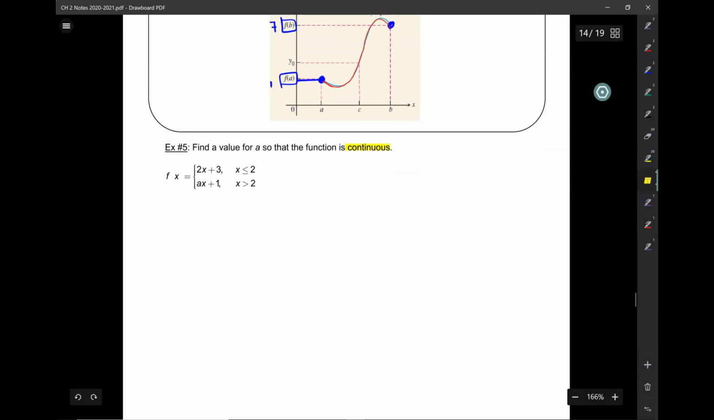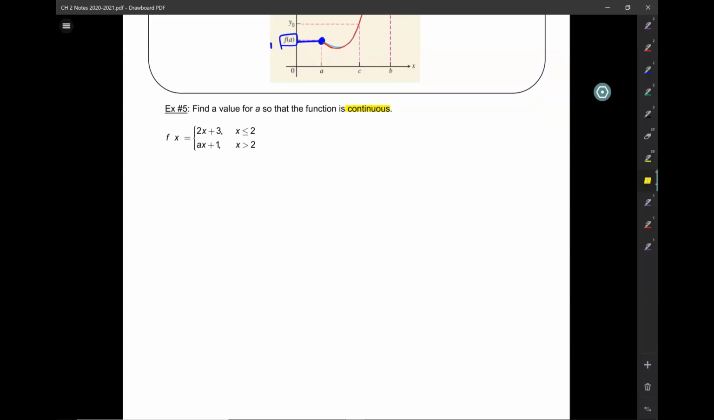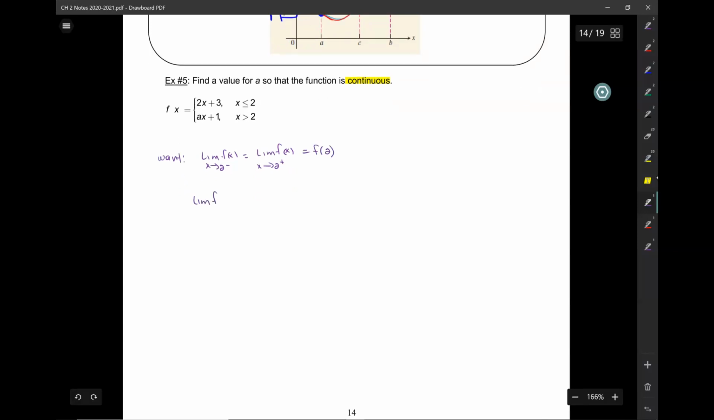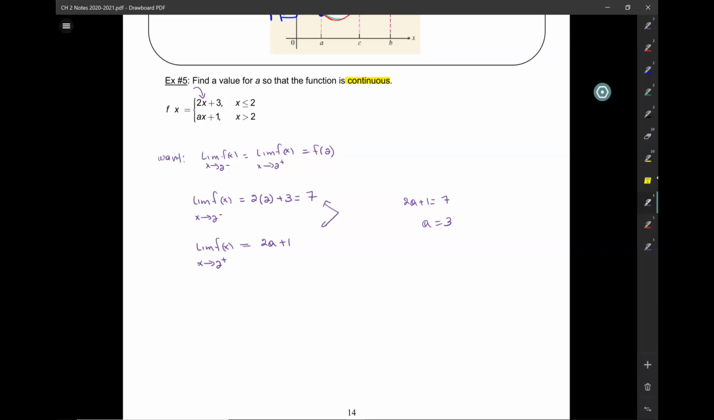Here, let's find a value so that the function is continuous. Okay, continuous means left-hand side and right-hand side have to equal each other. So what we want is the limit of f of x as x approaches 2 from the minus side to equal the limit of f of x as x approaches 2 from the positive side, and we want all that to equal f of 2. Okay, so the limit of f of x as x approaches 2 from the minus side is, you plug 2 into the top function, you get 7. And then from the positive side, it's 2a plus 1. Now you want these to be equal to each other, so you say 2a plus 1 equals 7, so a is equal to 3.